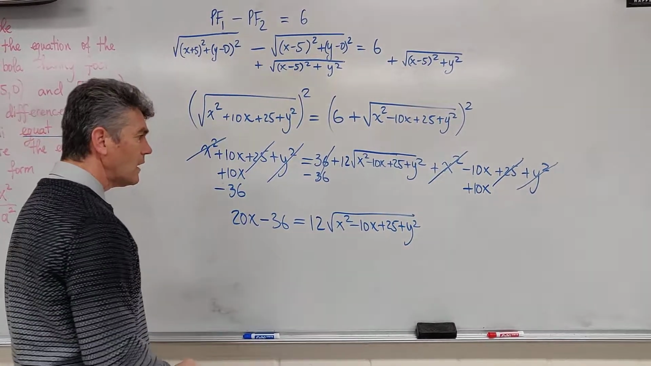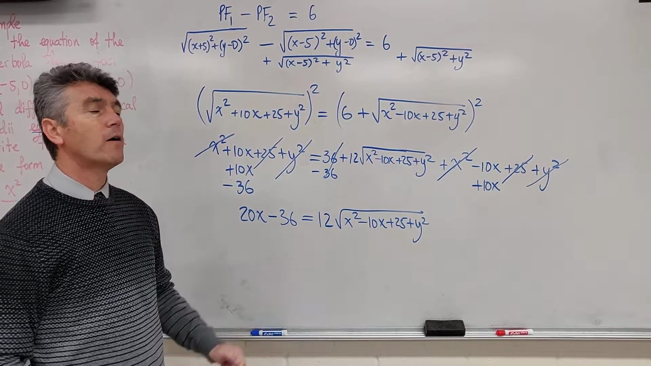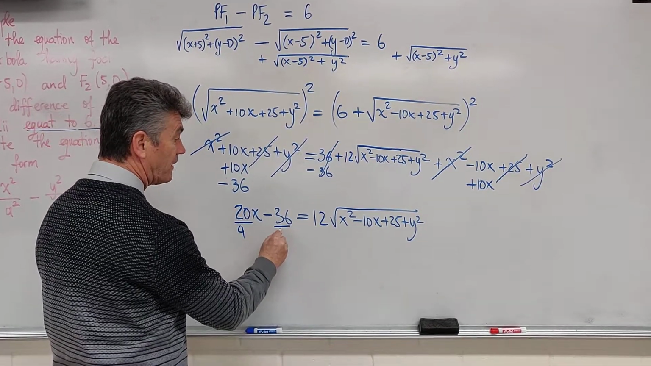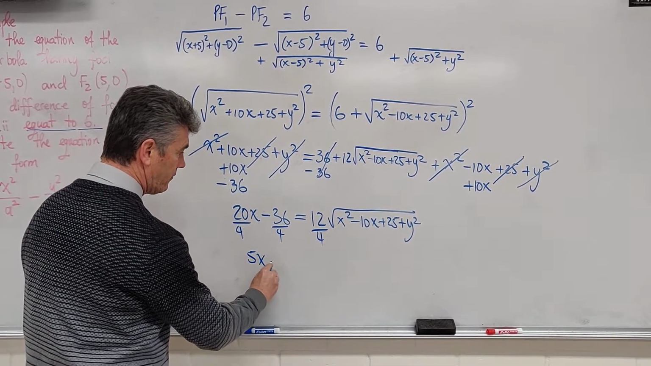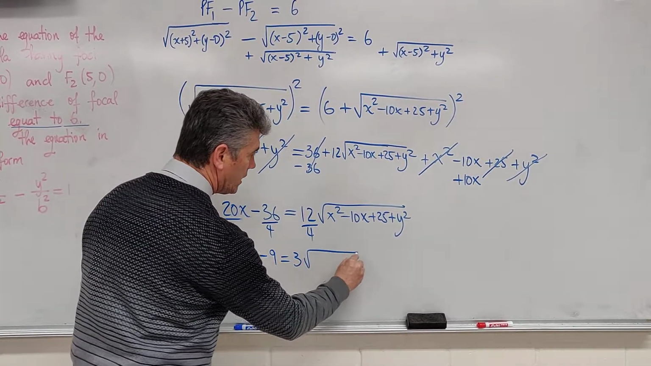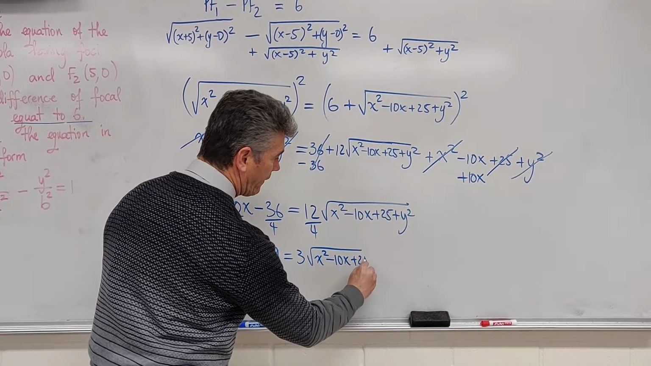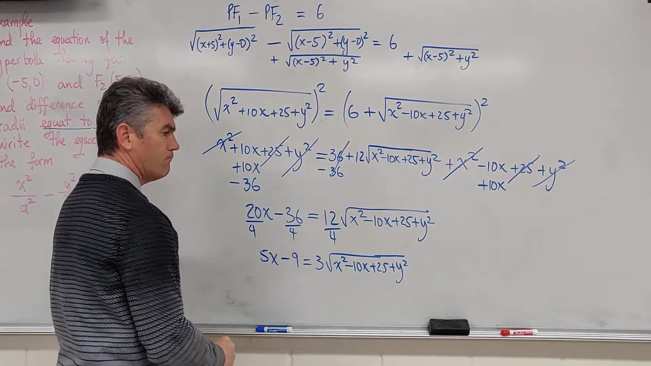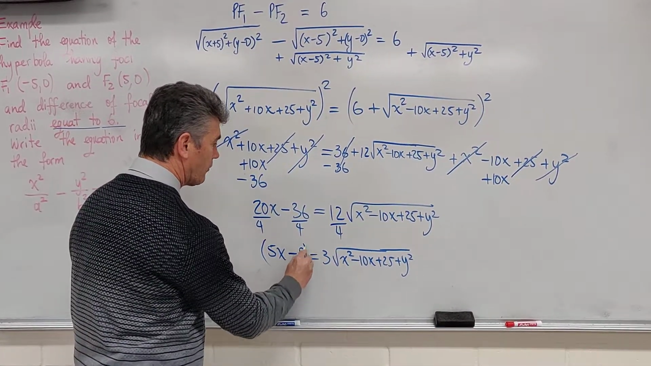Look very carefully. 20 is divisible by 4, 36 is divisible by 4, 12 is divisible by 4. Clearly, I'm hinting that we're going to divide everything by 4. So we have 5x minus 9 is equal to 3 times the quantity x squared minus 10x plus 25 plus y squared. Okay. Again, I want to get rid of the square root. So one more time, we're going to square on both sides.